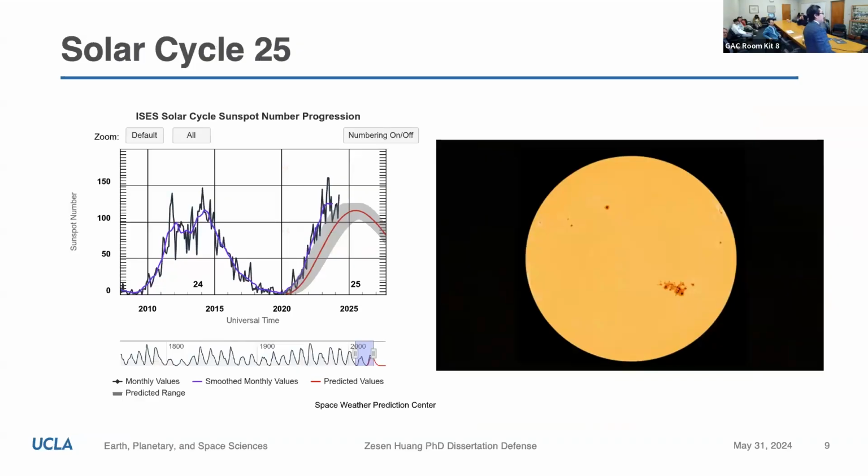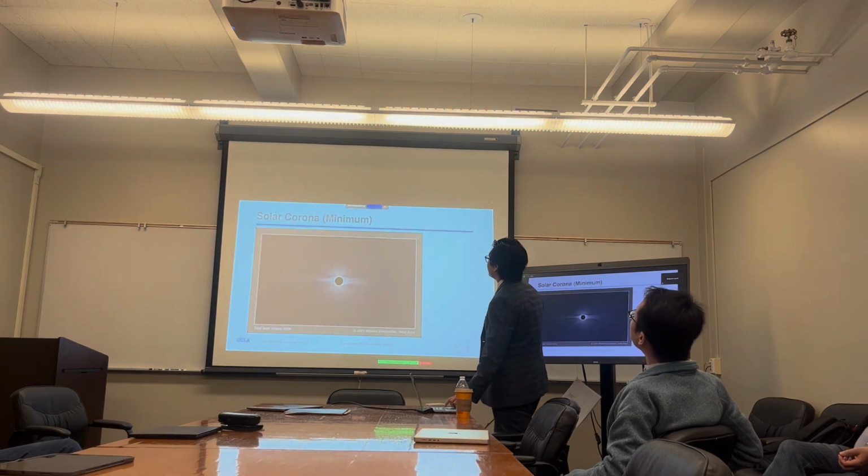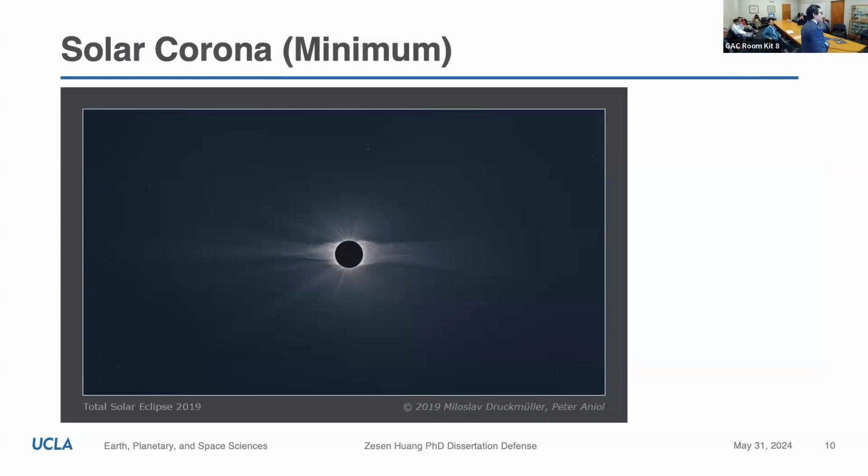And this is our solar cycle 25. It's very active. This is the sunspot that created the largest event in 20 years, a few weeks ago. Sunspot AR 3664. And this is the solar corona, what the solar corona looks like at minimum.